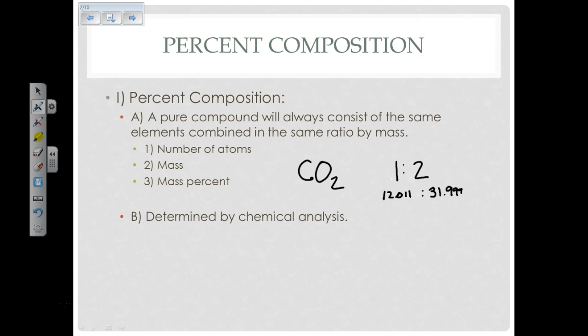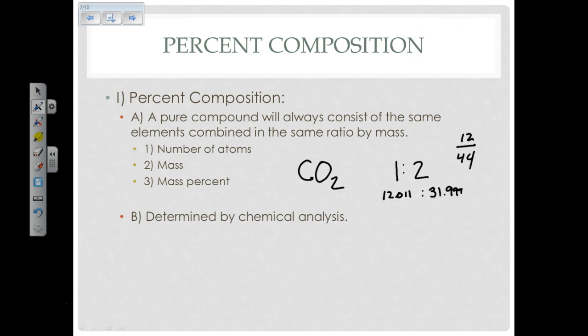So this gives us 3 different ways to express the composition. We can express the composition as a ratio of the number of atoms, we can express it as a ratio of the masses, or if we really wanted to, we could figure out the percent of the total. Carbon is 12. The total is 44, so 12 over 44 gives us a percent.